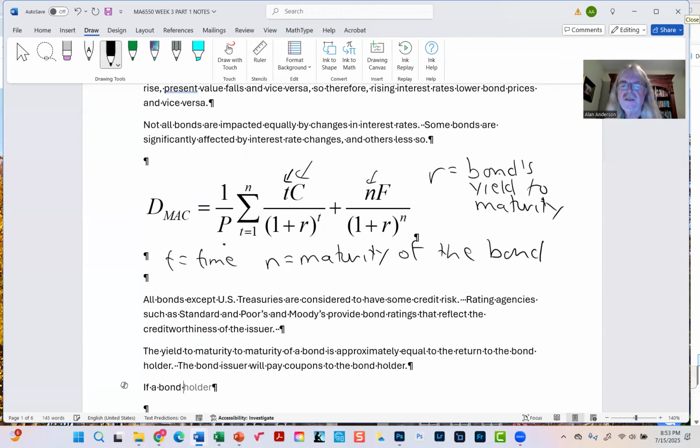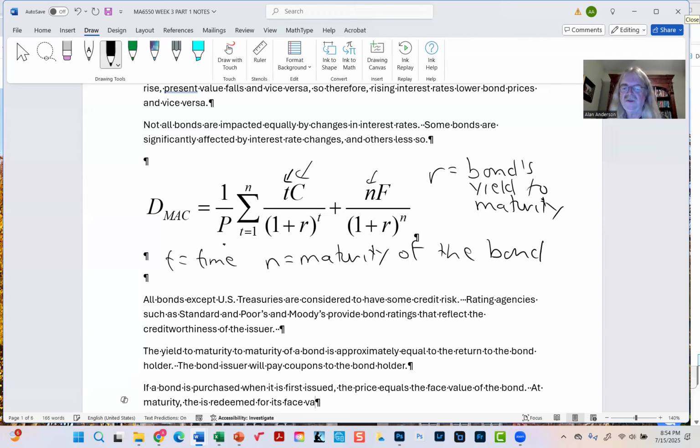If a bond is purchased when it is first issued, the price equals the face value of the bond. At maturity, the bond is redeemed for its face value. In other words, you buy the bond when it's first issued, you pay the face value, which is probably $1,000. Then for the rest of the lifetime of the bond, you collect those coupon payments, and then on the maturity date, you should be getting your $1,000 back.